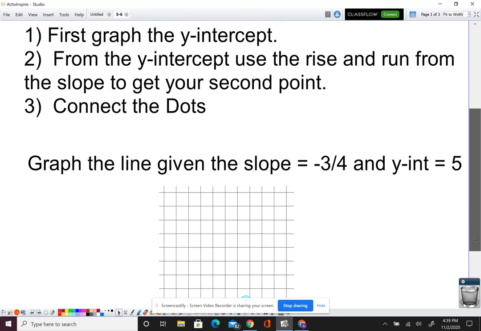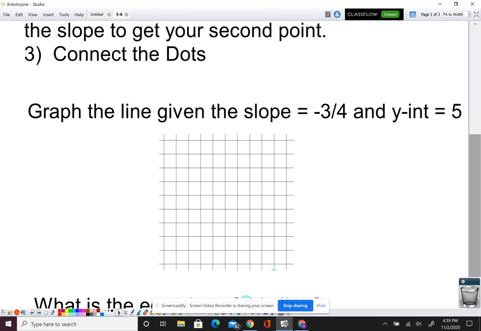On this graph, we're given a line with a slope of negative 3/4 and a y-intercept of 5. The first thing we do is label our axes. Here's my x-axis, and here's my y-axis. Then I use my y-intercept, which is where the line crosses the y-axis. So we have 1, 2, 3, 4, 5. There's my y-intercept of 5, and that's at the point (0, 5).